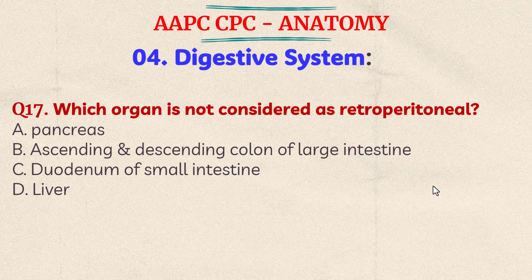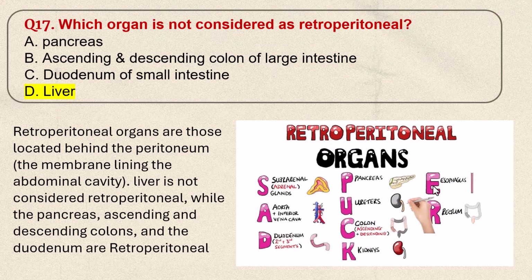Question number 17. Which organ is not considered as retroperitoneal? A. Pancreas. B. Ascending and descending colon of the large intestine. C. Duodenum of the small intestine. D. Liver. Think the answer. The retroperitoneal organs are those located behind the peritoneum, that is, the membrane lining the abdominal cavity. Liver is not considered as retroperitoneal, while pancreas, ascending and descending colon, and the duodenum are retroperitoneal.